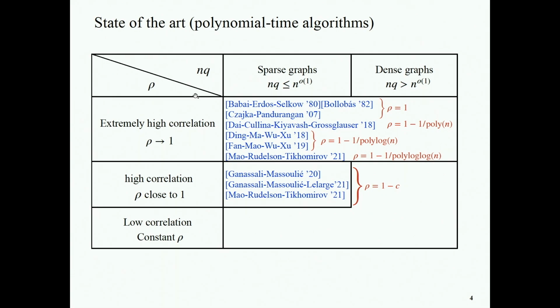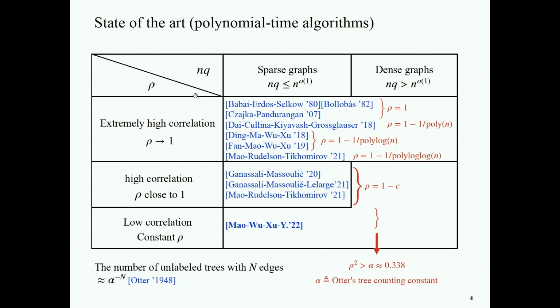So the open problem in this field before we studied this is: can you develop a matching algorithm that could work for both sparse and dense graphs and also allow the correlation to be low? And our contribution here is that our work proposed the first polynomial time algorithm that could work as long as this correlation is larger than the square root of this Otter's tree counting constant. If you go above this ratio, then our algorithm works for both sparse and dense graphs.